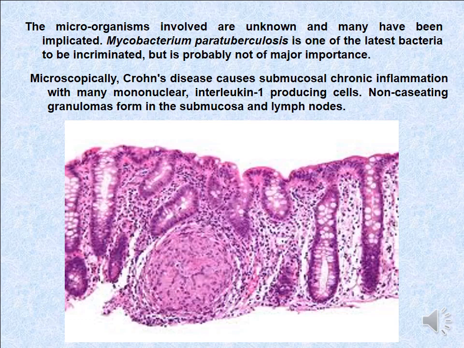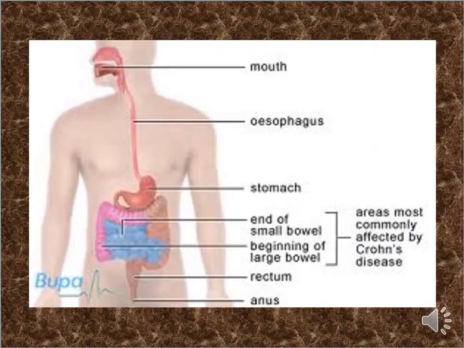Microscopically, Crohn's disease causes segmental chronic inflammation with many mononuclear interleukin-1 producing cells, non-caseating granuloma from the submucosa and lymph nodes, and non-specific ulceration occurs in Crohn's. It affects mainly the end of the small bowel, the ileum, and the beginning of the large bowel, the ascending colon. It is the most common site, but it can occur from the mouth, esophagus, stomach, to the rectum and anus, at all areas affected by disease.